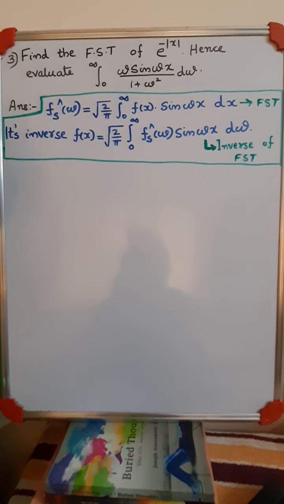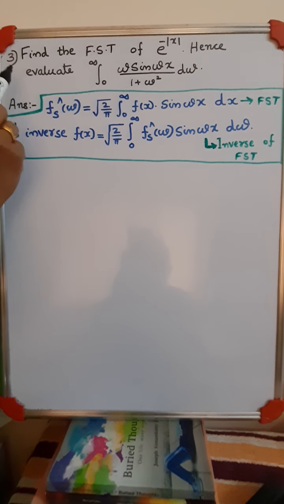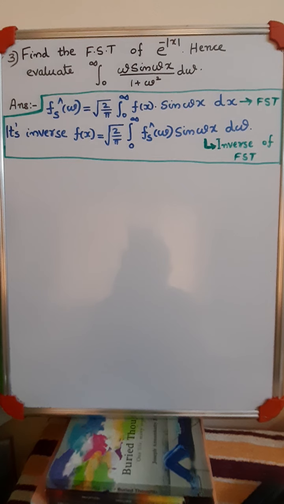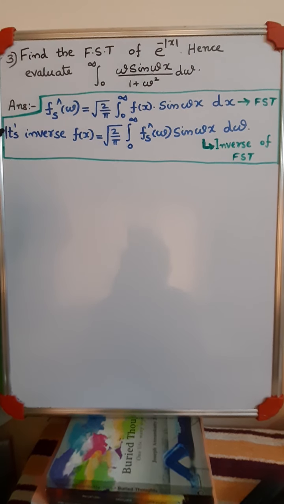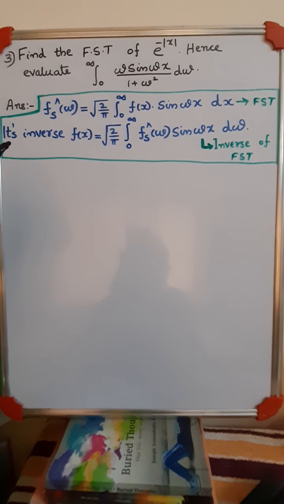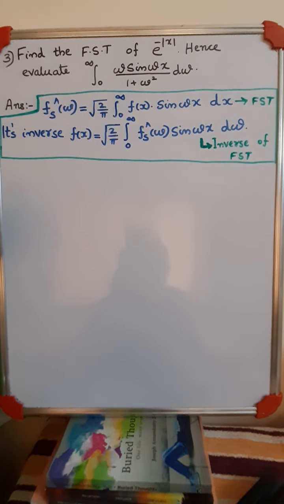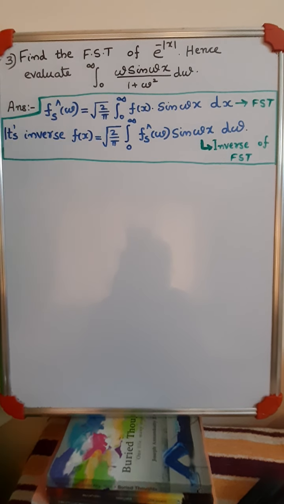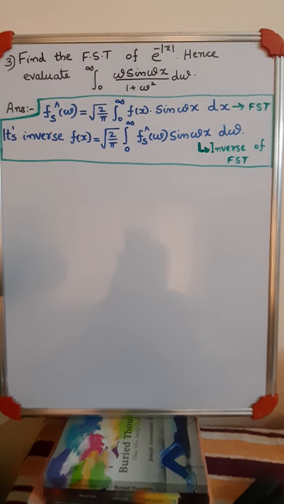So let us do some more problems in Fourier sine and cosine transform. Next question is, find the Fourier sine transform of e raised to minus mod x and hence evaluate integral 0 to infinity omega into sine omega x divided by 1 plus omega square d omega. First, find the Fourier sine transform. Using that result, evaluate 0 to infinity omega sine omega x by 1 plus omega square d omega.